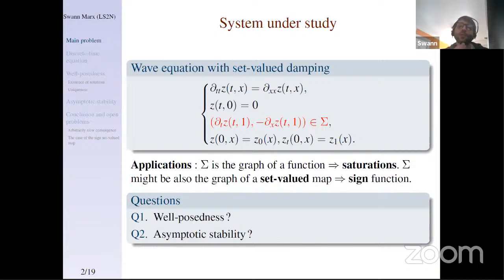So for this system, we have two questions. The first one is the well-posedness. So in general, this is not that difficult when sigma is the graph of a function. But since here we have an inclusion, this looks not that trivial. And also some asymptotic stability results. So whether the trajectories of the system go to zero and has some stability with respect to the initial condition.